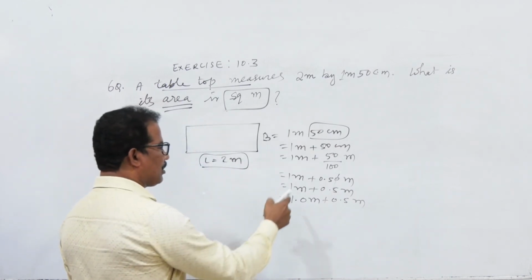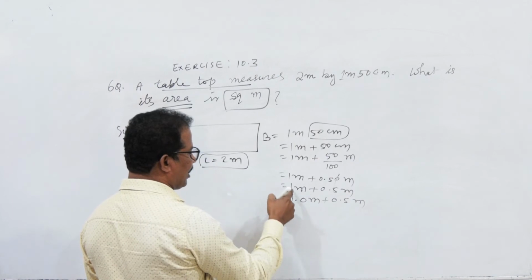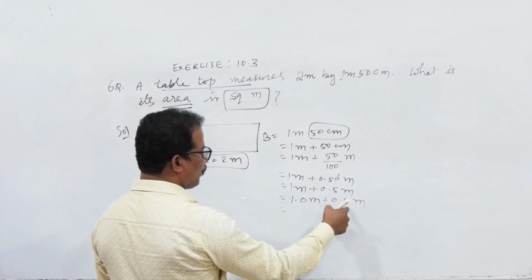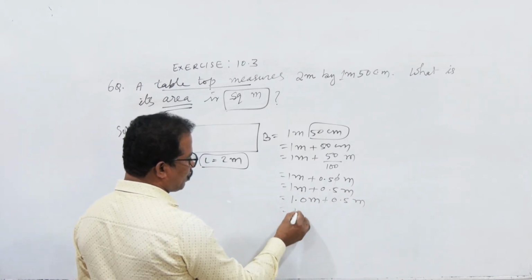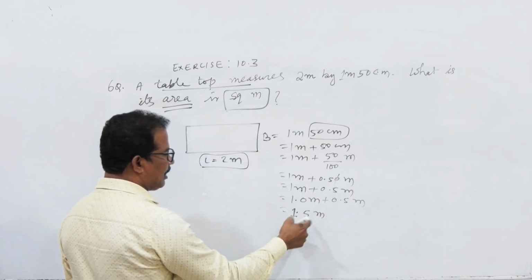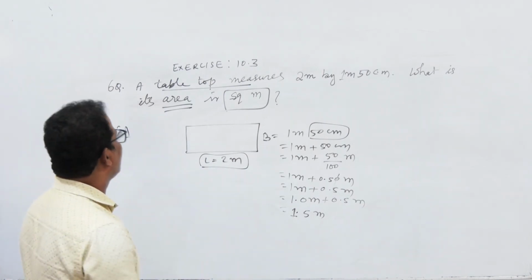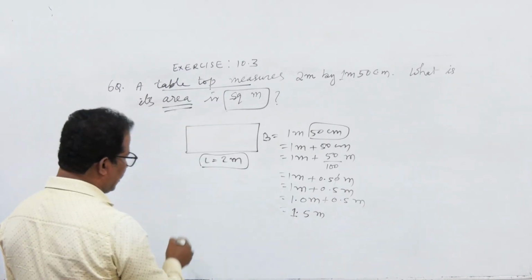Now we converted both the measurements into like decimals only. 1.0 plus 0.5. If we add these two, we will get a total of 1.5 meters. So now the breadth is completely in meters, that is 1.5 meters, and the length is already 2 meters. Now we are going to find its area.